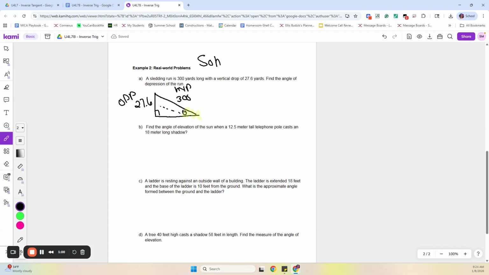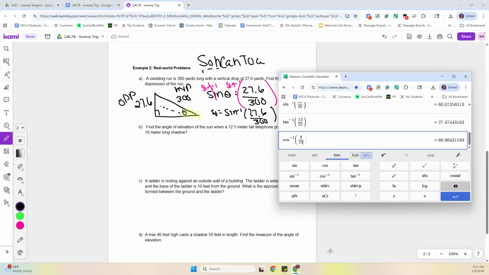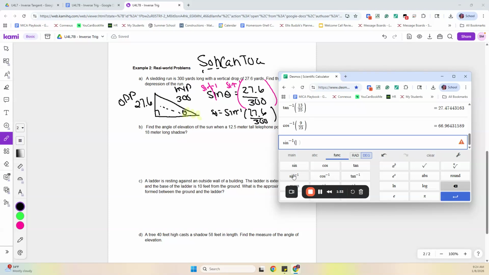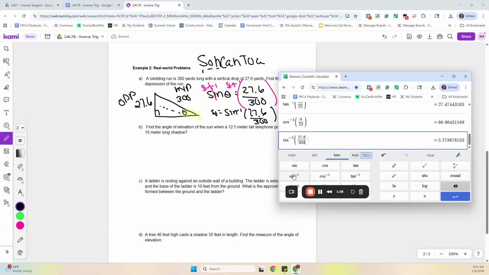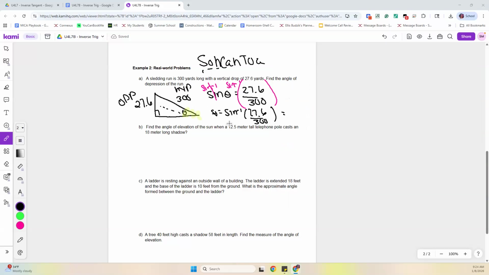So we refer back to SOHCAHTOA. If we got opposite and hypotenuse, that goes with sine. So sine of our angle equals our opposite over our hypotenuse. We're just going to sine inverse both sides. So then we get theta equals sine inverse of 27.6 over 300. So let's see what that is. Sine inverse of 27.6 divided by 300, we get 5.3 degrees. So our theta equals 5.3 degrees.